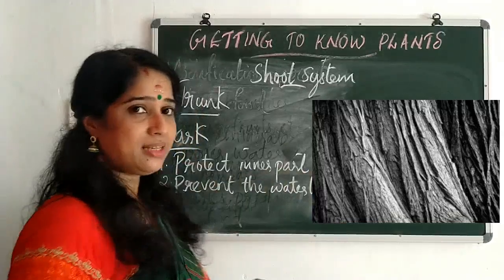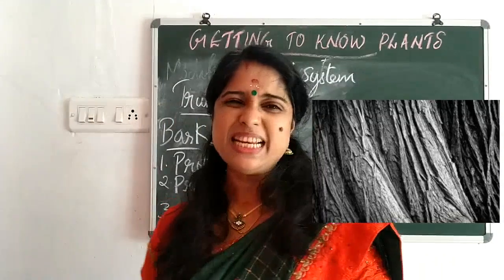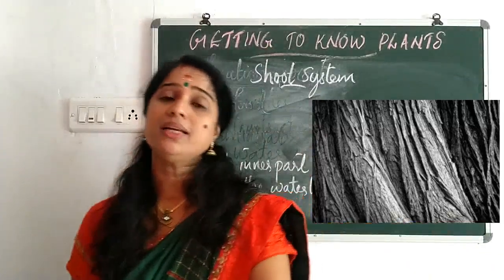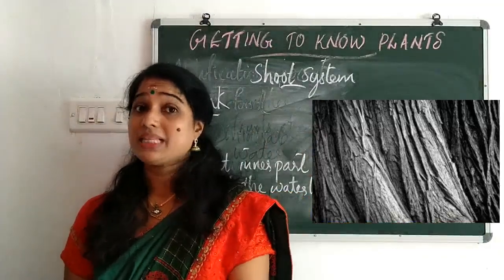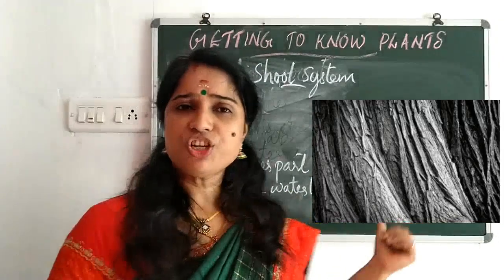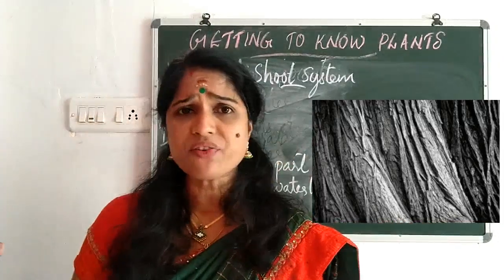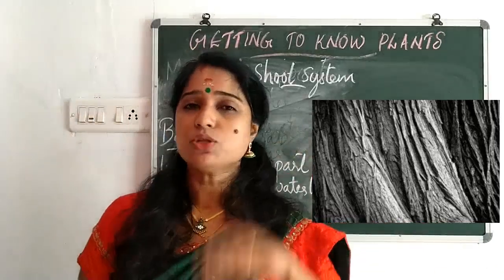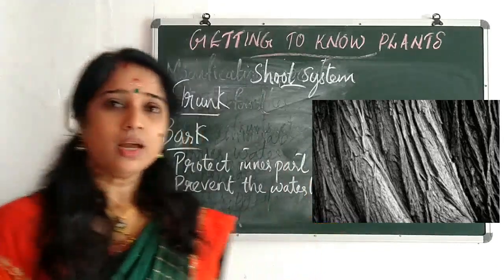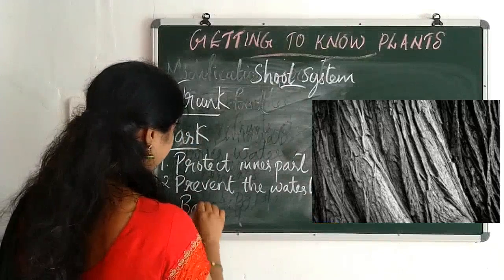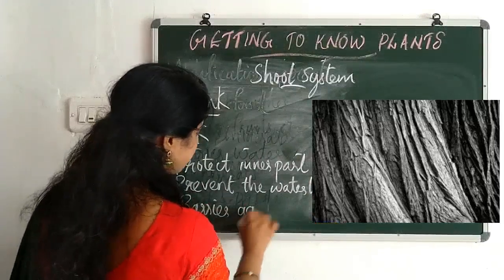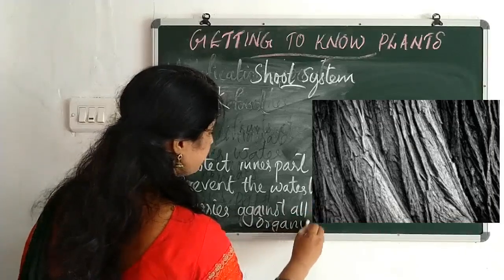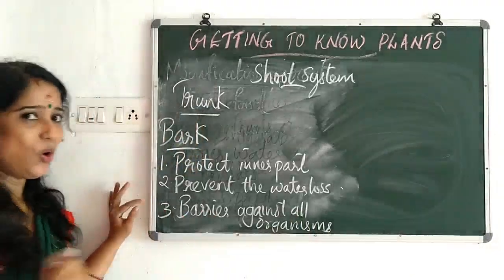And one more function is that some birds as well as insects like to attack, to feed on the trees. They will go near the trees and they will attack. A typical example is the woodpecker. But the bark of the tree acts as a barrier. You know what is a barrier? It doesn't allow animals, birds or any other organisms to attack the tree. Another function, it acts as a barrier against all organisms.